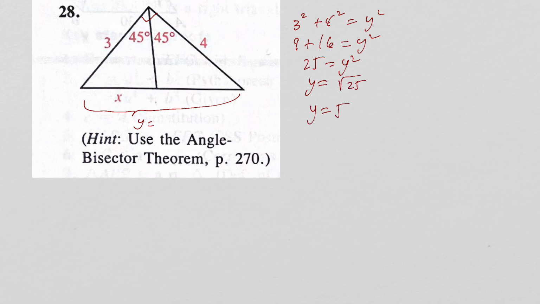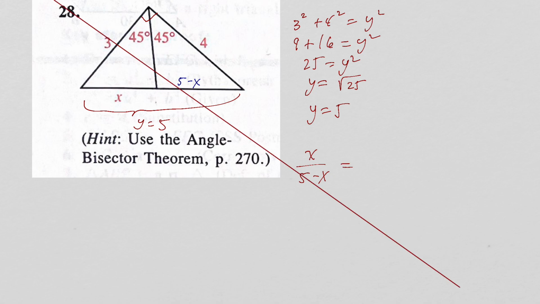Okay, so we know this entire side is 5. So if this is x right here, then this right here is 5 minus x. So that this entire side adds up to the 5. Okay, the triangle angle bisector theorem says that if in a triangle, if this bisects this, then the ratio of this to this is equal to the ratio of this to this. So in other words, x over 5 minus x is equal to, oops, what did I just do?